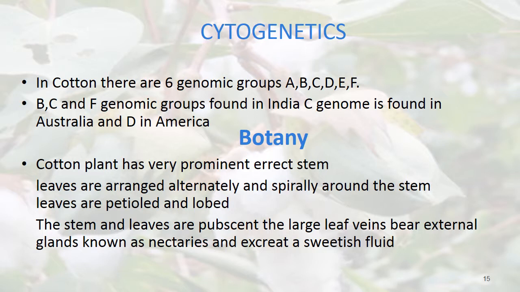Botanical description: cotton plants have a very prominent erect stem. Leaves are arranged alternately and spirally around the stem. Leaves are petiolated and lobed. The stem and leaves are pubescent. The large leaf veins bear external glands known as nectaries and excrete a sweetish fluid.